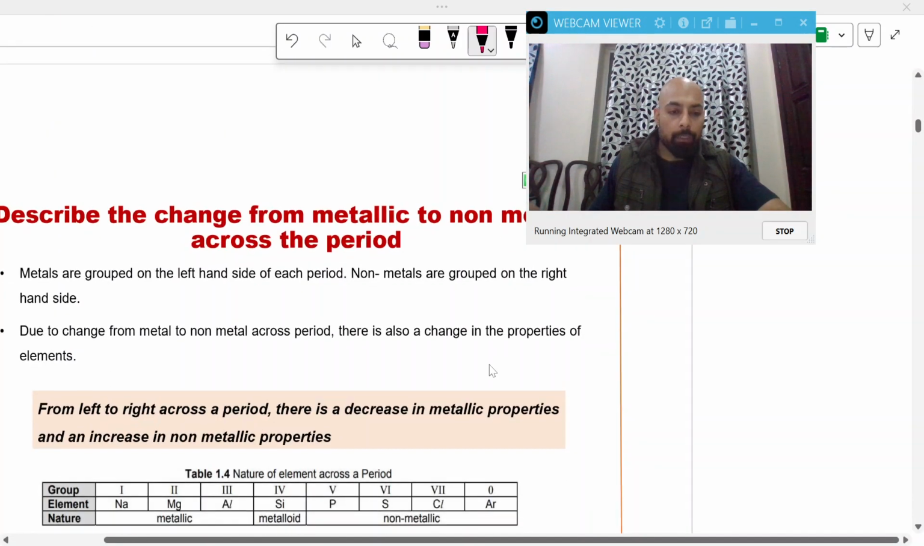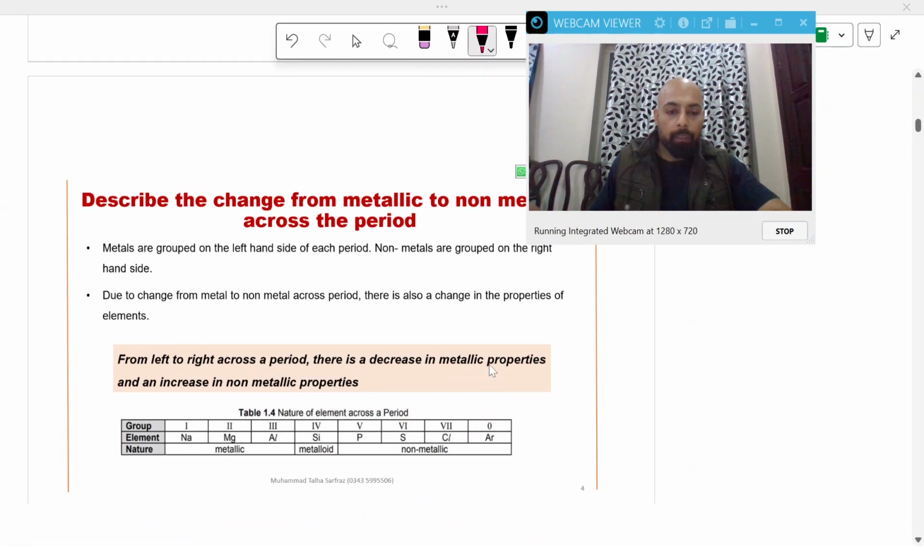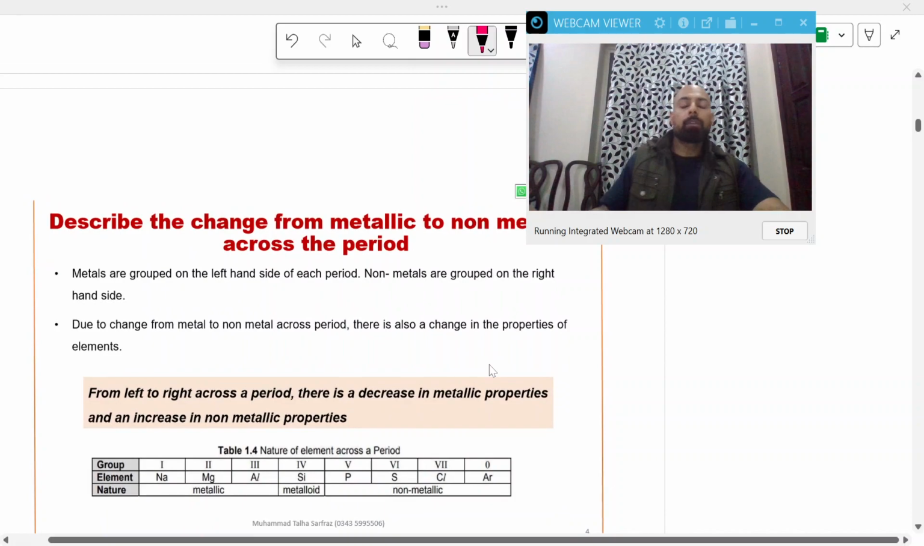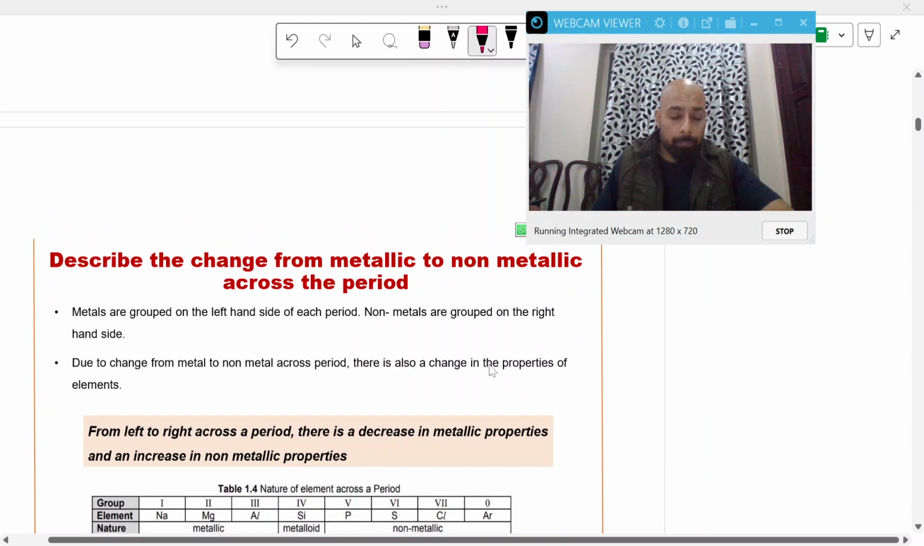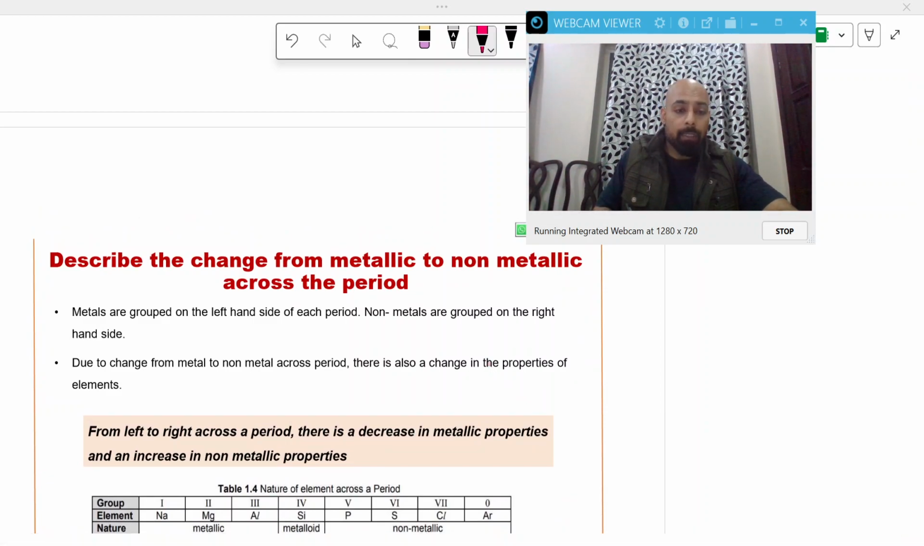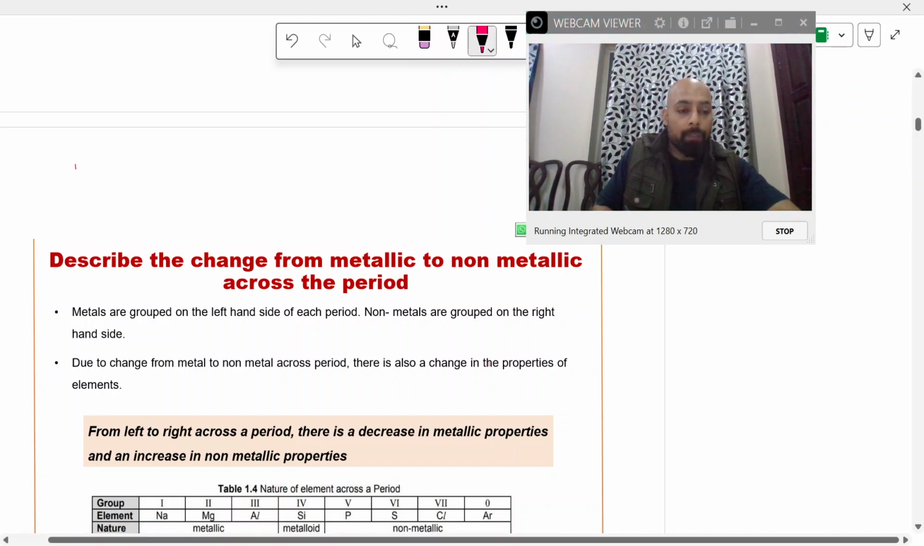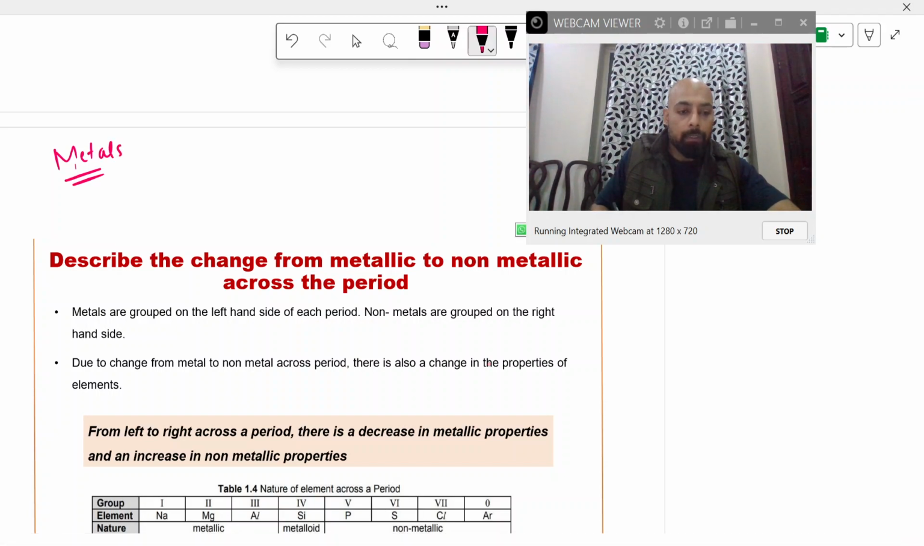All right, let's move on to the next part. Another important thing that you need to understand, which is there in the outlines, is to describe the change from metallic to non-metallic character across the period. Just remember that in the periodic table we have metals on the left side. When moving from left to right, we have more non-metals on the right side.